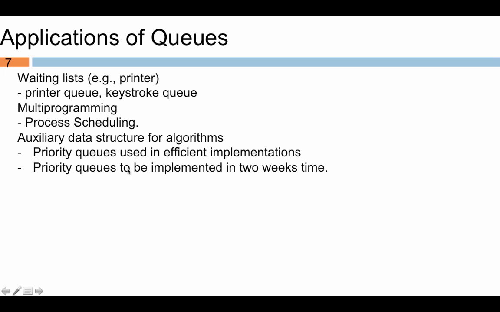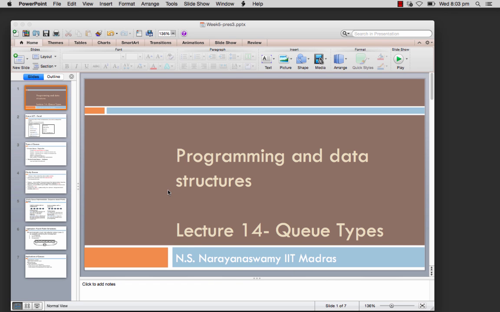Queues also form an auxiliary data structure for different algorithms. In one of the upcoming assignments, you will be implementing queues. Right? And priority queues are used in efficient implementations of many algorithms. And we will study the implementation of a priority queue in about 2 weeks' time. That will be in your penultimate week of lectures for this online course. Right?